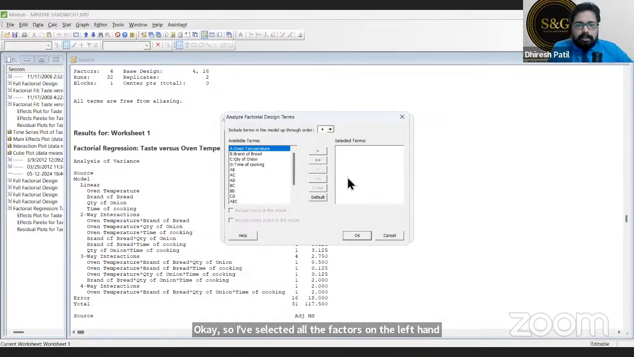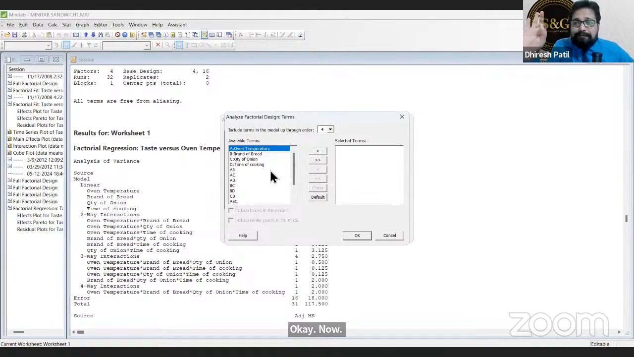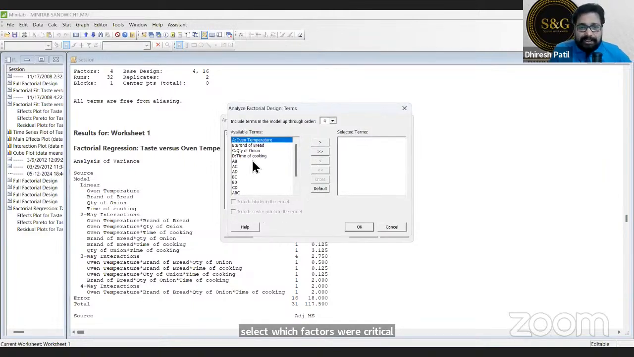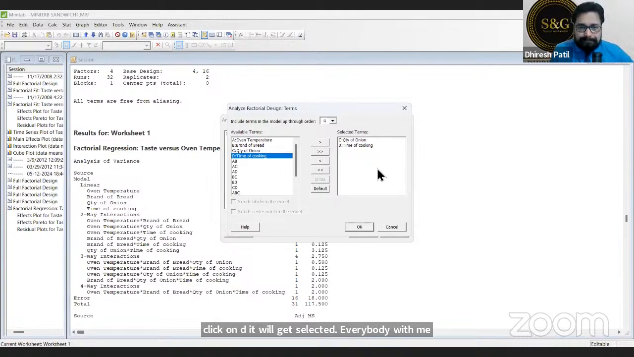Now, which factors were critical? Those factors only I will select. Everybody, which factors were critical? C and D. So select C, double click on C, it will get selected. Double click on D, it will get selected. Everybody with me? Double click on C and double click on D. Clear? Only these two factors we are selecting.